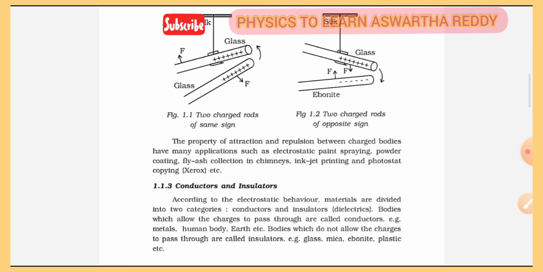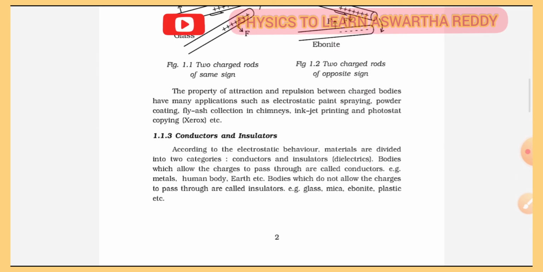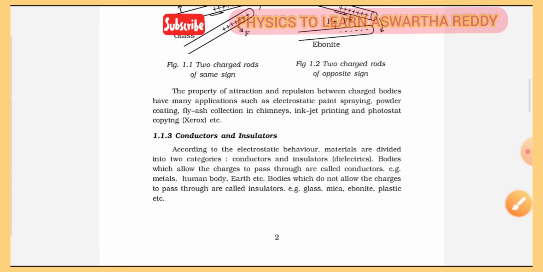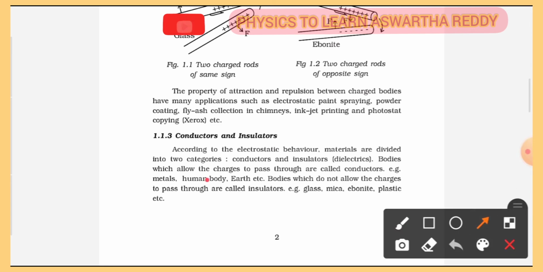Two charged rods of opposite sign attract each other. The property of attraction and repulsion between charged bodies has many applications, such as electrostatic paint spraying, which is one of the important ones, powder coating, fly ash collection in chimneys, where fly ash is a kind of ash collected from chimneys, inkjet printing, and photostat copying, that is, Xerox machines which we are using.